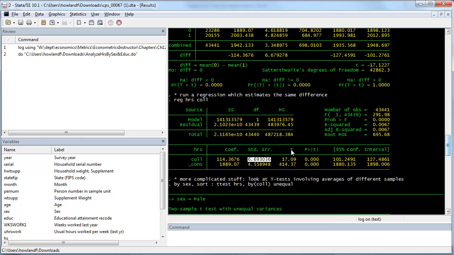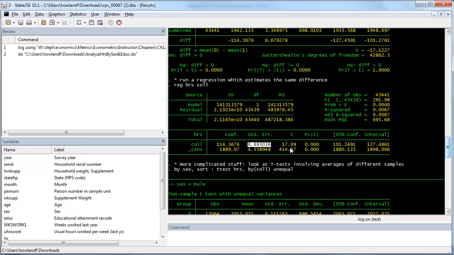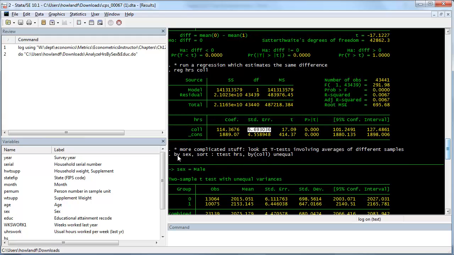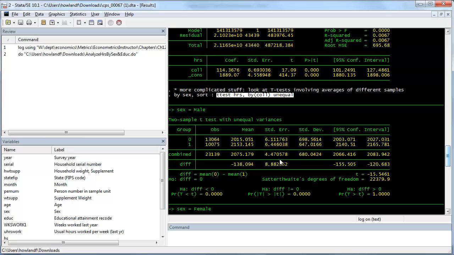Okay, let's do something a little more complicated. I don't expect you to memorize this data command, but we would show you how to do it if we came to that. By sex, in other words, by male and female, we're going to sort the data, and we're going to run a t-test for the males, then a t-test for the females. We do exactly the same t-test we did a moment ago, but for males. Okay, so we have 23,000 males.